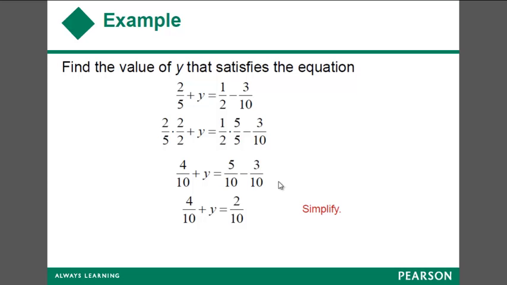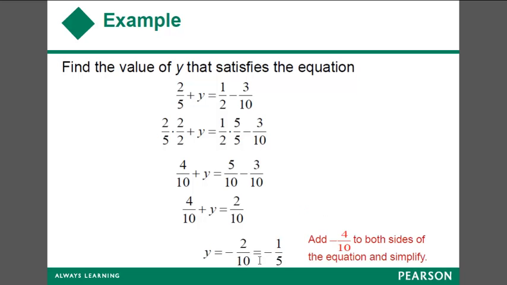What's the opposite of positive 4 tenths? That's a negative 4 tenths. So I'm going to add negative 4 tenths to both sides. When I do so, that's going to be 2 tenths minus 4 tenths, which will give me a negative 2 tenths. Remember to simplify negative 2 tenths.